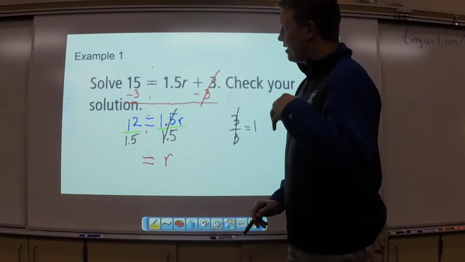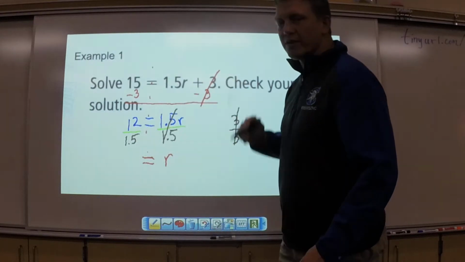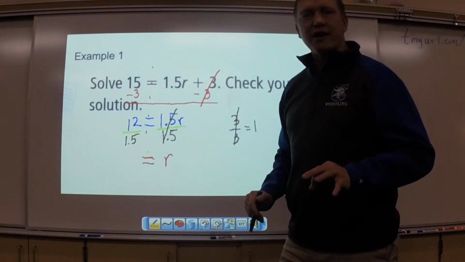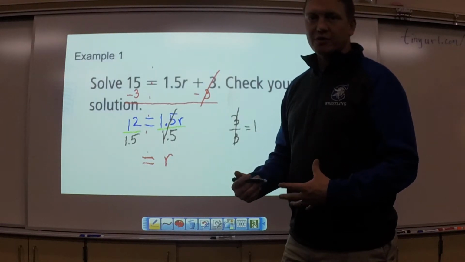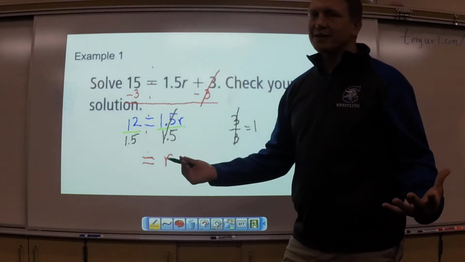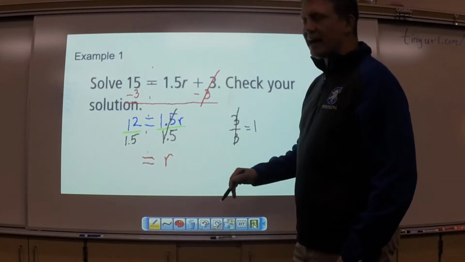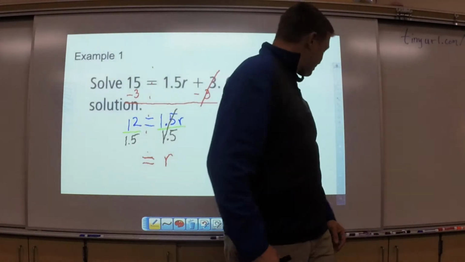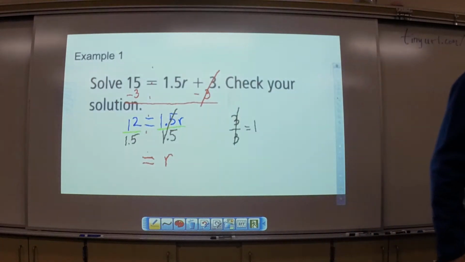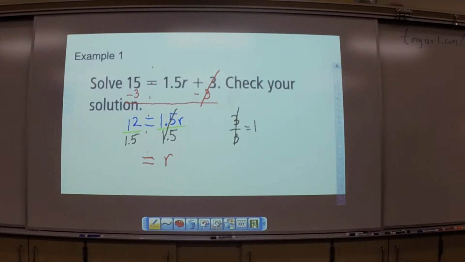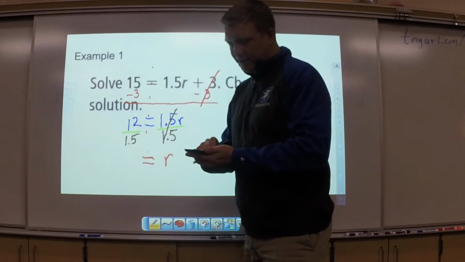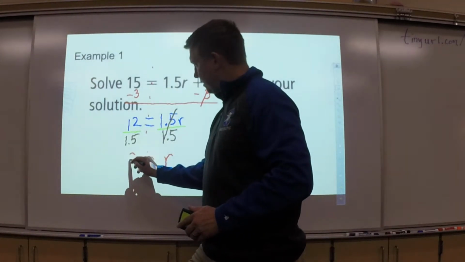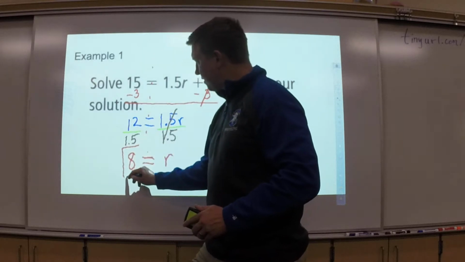Show your work. So from this point forward, you must show your work on every single step, or I deduct points for not showing your work. If you just magically have an answer up here, then that isn't enough. That doesn't cut it. All right, so where's my calculator? What's 12 divided by 1.5? All right, so here's 12 divided by 1.5, and it equals 8. All right, final answer, put a box around it.